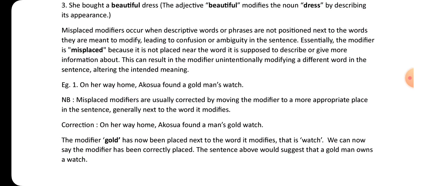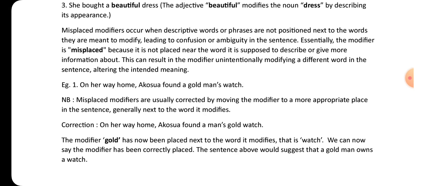So essentially the modifier is misplaced because it is not placed near the word it is supposed to describe or give more information about. This can result in the modifier unintentionally modifying a different word in the sentence, altering the intended meaning. Let's now look at an example. Let's take some examples and try to explain them, so we get to the question. If I say, on her way home, Akosia found a ghost man's watch. This is a misplaced modifier.